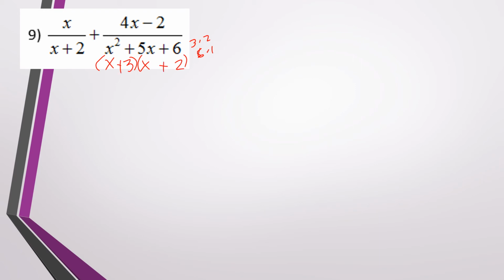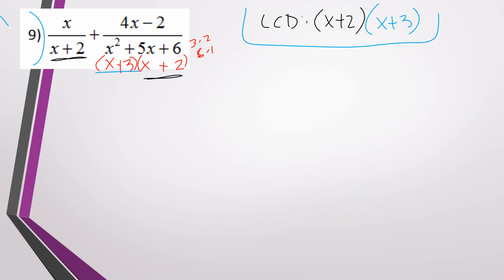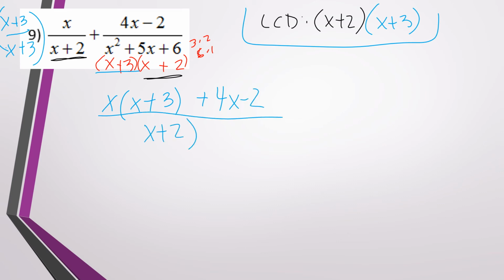Now looking at our LCD. I have x plus 2 and x plus 2, so those two match. That's our first part of our LCD. Then I have the x plus 3. I can't get rid of that, so I need to put that as my LCD as well. So I'm going to multiply this one by x plus 3 over x plus 3. And then my second one I don't need to do anything to. So write it as one big fraction, x times x plus 3 plus 4x minus 2 over x plus 2 times x plus 3. And leave it expanded like that.